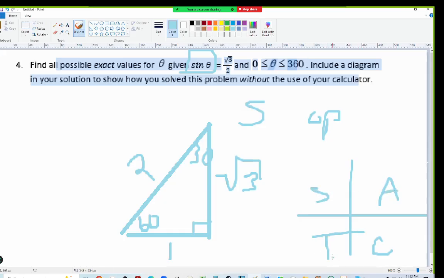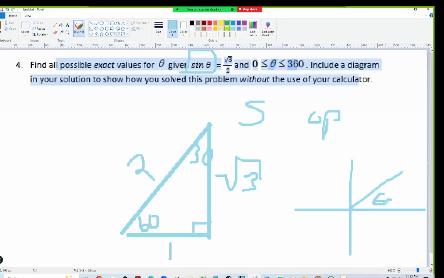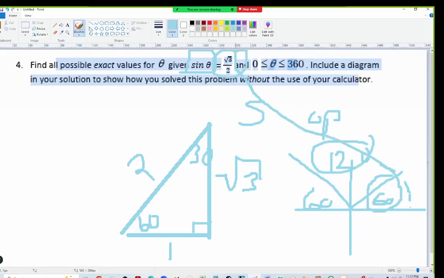So that means it's CAST. Where's sine positive? In the S and the A. Your calculator gives the 60 degrees that we figured out, so we just need to figure out the other one. The acute angle is 60 between the terminal arm and the x-axis, but this one is 120. Both sine of 120 and sine of 60 will yield this result. Make sense?